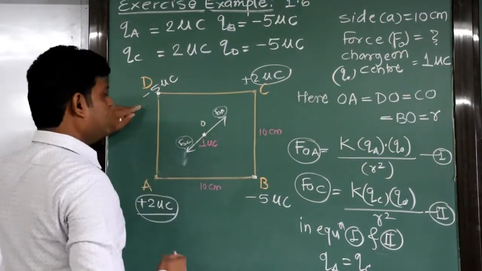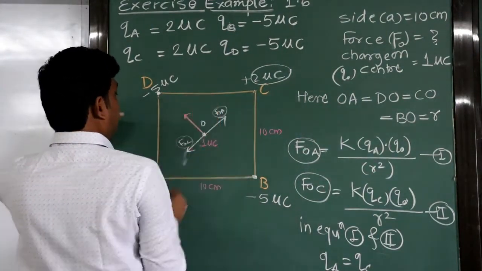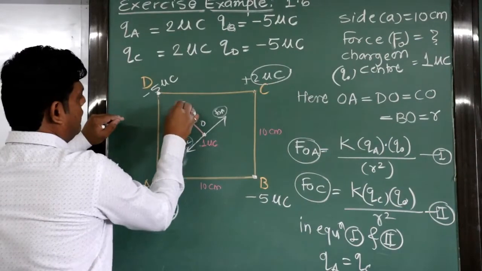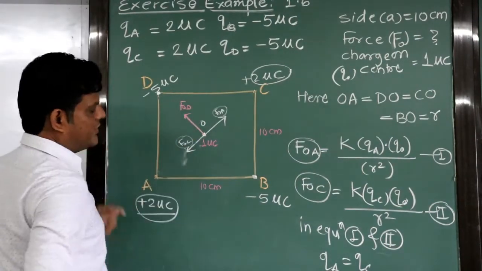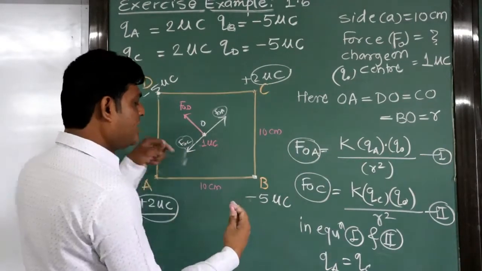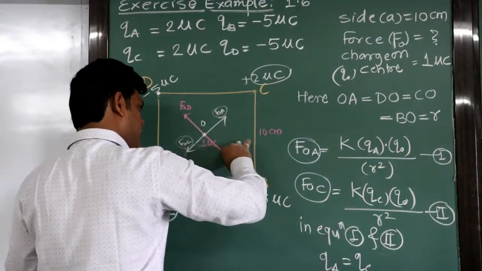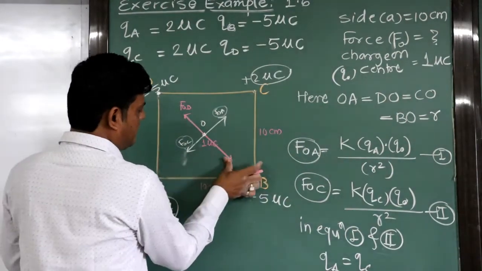So we can say that an attractive force will be present. This is the force acting on O due to D. Similarly, this is the plus Q charge, this is the minus Q charge. Again the attractive force will be present. So at the center the force will be attracted towards B, right?